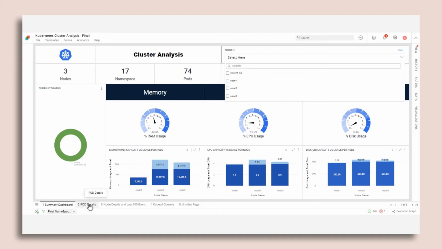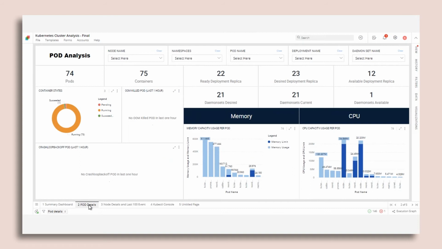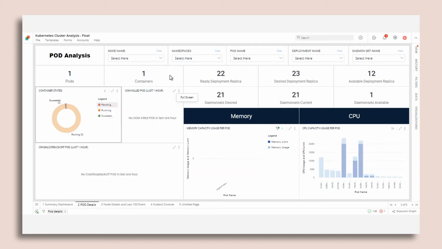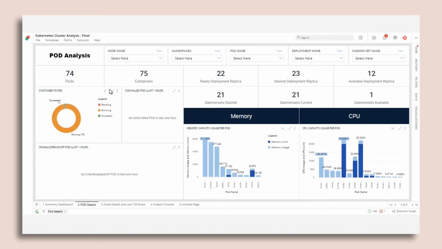If you want to go into more detail, the pod details view shows you different dimensions of how the cluster resources are utilized by the containers and the pods. You can see the total number of containers running and their current state. So if we see there is a pending container, which says that there is some sort of issue, we can just click on that. And we know on which node it is running and which namespace it is running in.